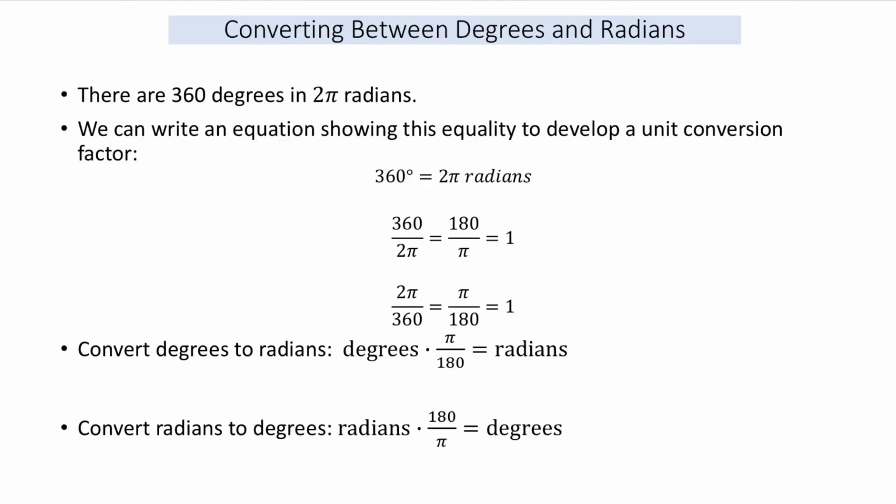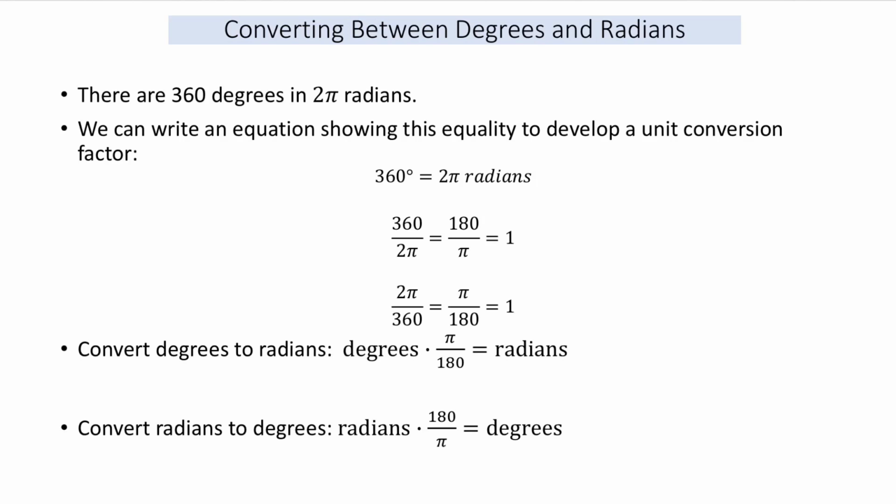So let's learn how to convert between degrees and radians. So we just got through demonstrating how there are 360 degrees and 2 pi radians. So we can set an equality here, 360 degrees equals 2 pi radians. So if we want to form a conversion factor, it is a ratio that's equivalent to 1, so that when we multiply a quantity by a conversion factor, we're not changing the magnitude of the quantity, we're just changing the units. So we call that a conversion factor.